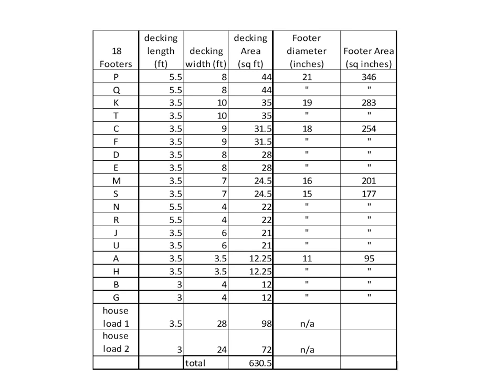You can see that posts P and Q support the most area, 44 square feet each, and therefore each have a footer diameter requirement of 21 inches. The 4 smallest areas supported are from posts A, H, B, and G, with a resulting footer diameter of only 11 inches. I have also included the area of the footers in square inches in case a circular footer is not available and I need to purchase a rectangular-based footer.